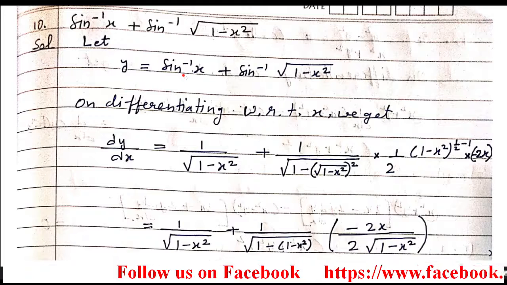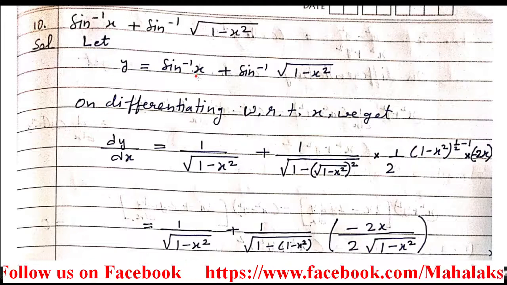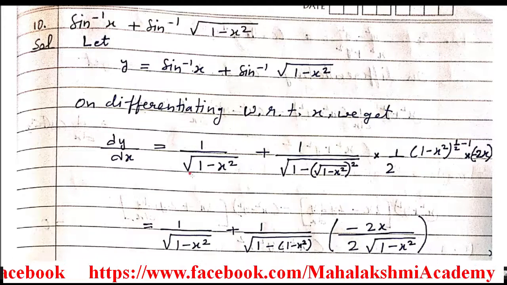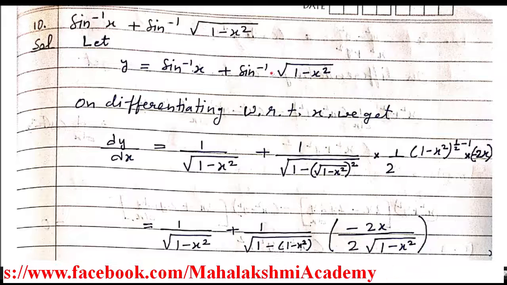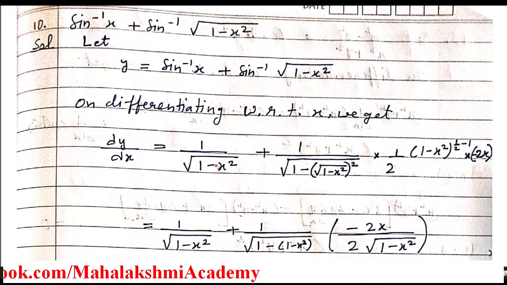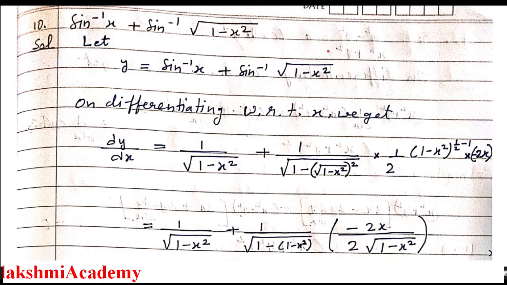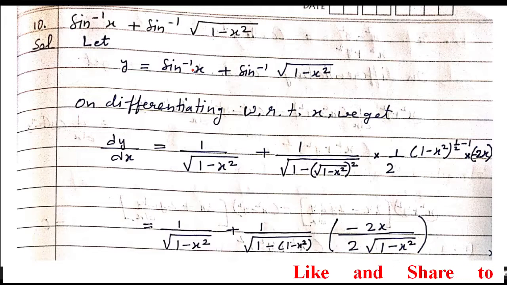So when we differentiate it, the direct differentiation formula for sin inverse x is available, that is 1 upon root 1 minus x square. When we differentiate it, we use the same formula, but instead of x, this complete root 1 minus x square will behave as x. So what is the formula of sin inverse x? 1 upon root 1 minus x square.